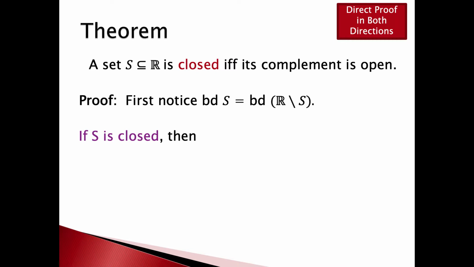What would the boundary of the complement look like? The boundary of R throw away S. Well, that's the same as the boundary of S, of course. We just talked about that. Now S is closed, so that means the boundary of S is inside of S. That's the definition of S being closed. And of course, S is the complement of its complement. So this says that the boundary of the complement of S is contained in its complement. That makes sense. Lots of complements running around.